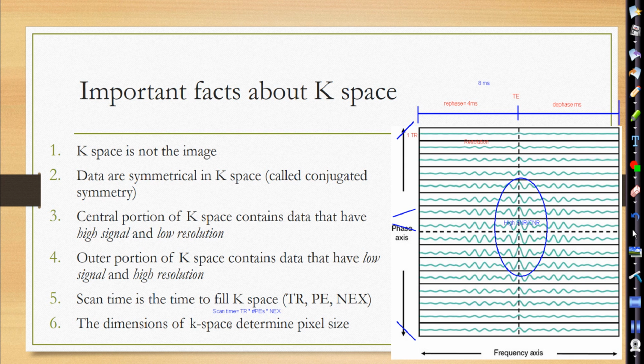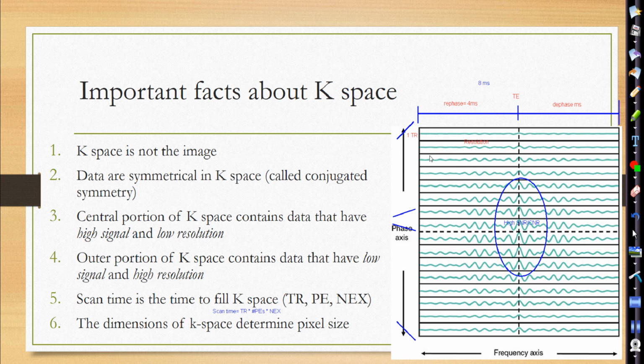The dimensions of the K-space, last important fact: the dimension of the K-space determines pixel size. So we can see here how we get the rows from our phase encoding steps by applying different gradient strengths in the phase direction. But it's also true with our frequency encoding direction. Basically our frequency encoding direction is the time that we're sampling the signal. And if we have a very steep frequency encoding gradient, do we get a smaller field of view or a larger field of view? Smaller field of view. Good.